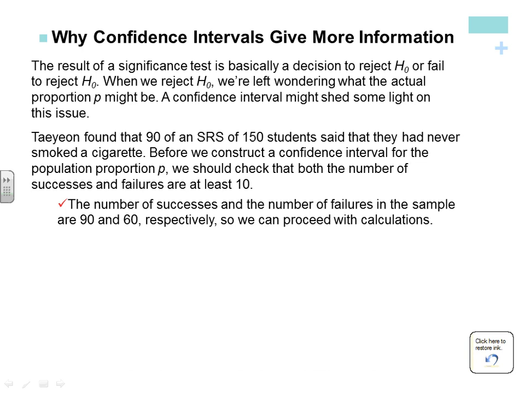Okay, so we had confidence intervals going on in Module 8, and now we're doing the hypothesis testing in Module 9. So which one's better? So the result of a significance test is basically a decision to either reject the null or fail to reject the null. So when we reject the null hypothesis, we're left wondering, well, hey, what is the actual proportion? So a confidence interval could help us out here. So if I found the confidence interval for Taeyeon's here, found that 90 of the 150 students said they had never smoked a cigarette, then we could see a little bit of where we feel it would actually fall.